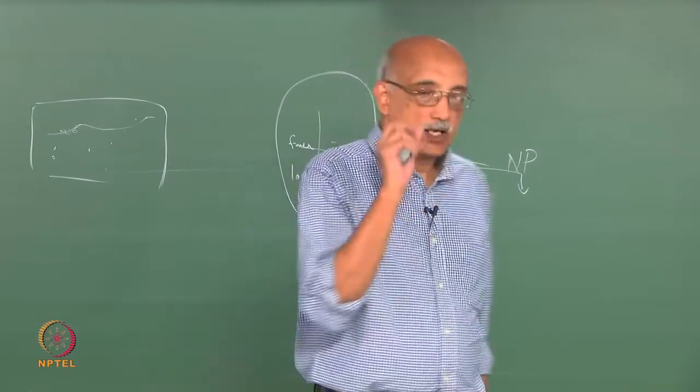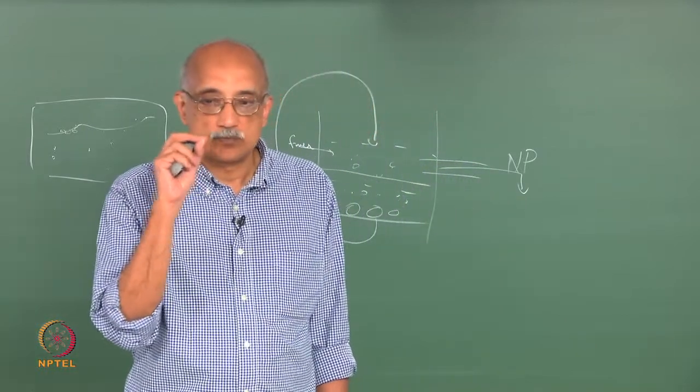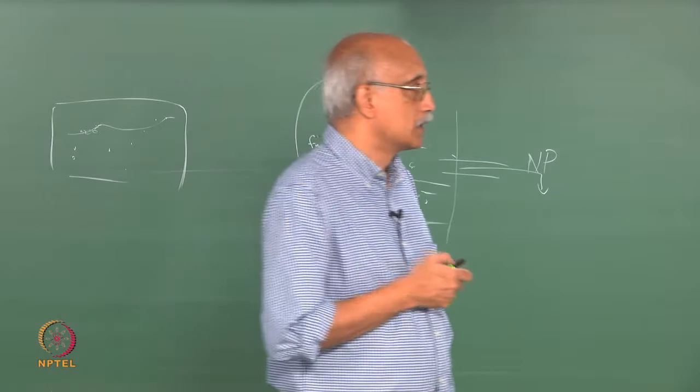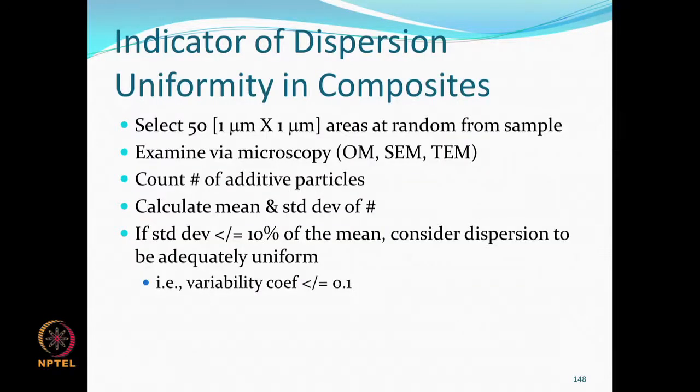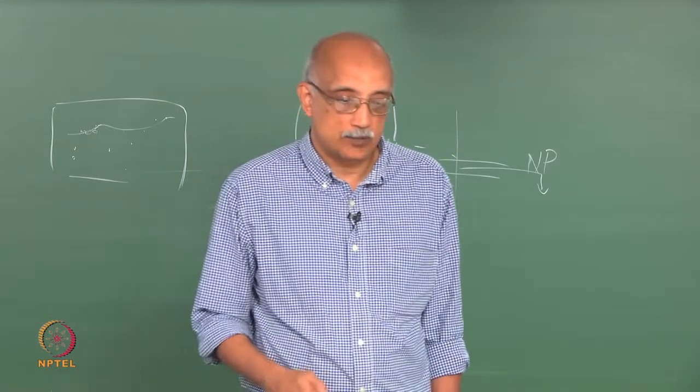And in each of these 50 areas you count the number of nanoparticles that you see. From this you calculate the mean number of nanoparticles per sample, and you also calculate the standard deviation. If the standard deviation is less than 10% of the mean, we take the dispersion to be adequately uniform. In other words, the variability coefficient, which is the ratio of standard deviation to mean, should always be less than 0.1. As long as you can achieve that, you have an extremely uniform distribution of particles in the polymer matrix.